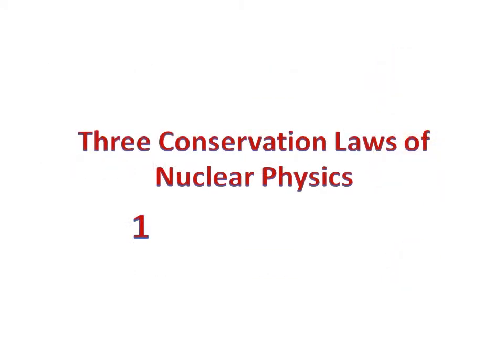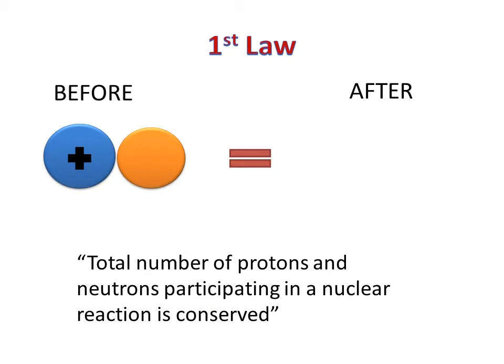Nuclear physics is based off of three conservation laws. The first conservation law states that, quote, the total number of protons and neutrons participating in a nuclear reaction is conserved, end quote. This means that the sum of all the nucleons will be the same before, during, and after the reaction.